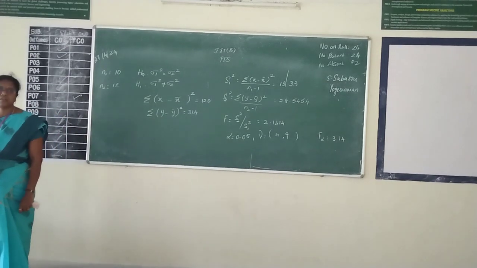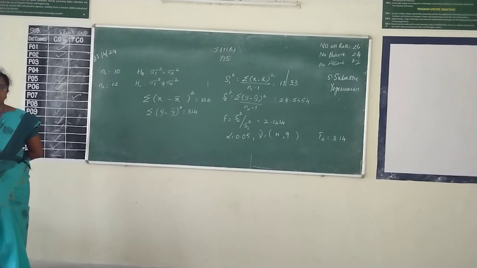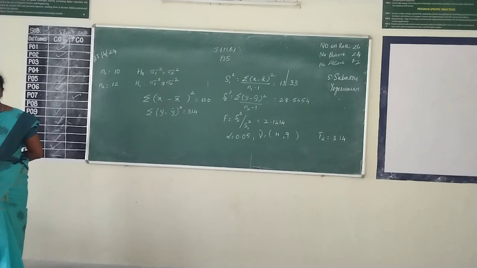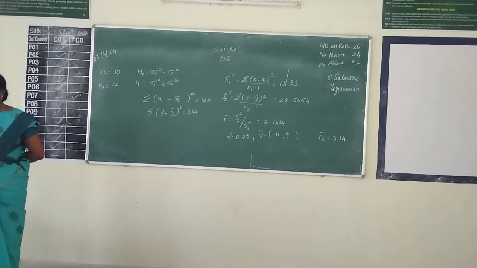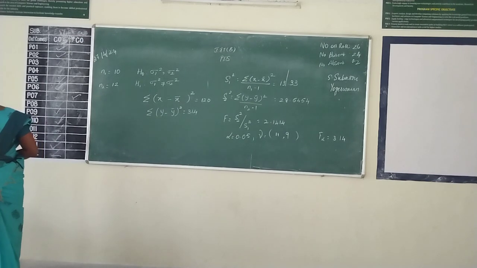Giving a statement. Difference is there or not? There is a difference. We are accepting H naught or rejecting H naught? Accepting. So you are saying that sigma 1 square equal to sigma 2 square. Where there is a difference? No difference. Right.